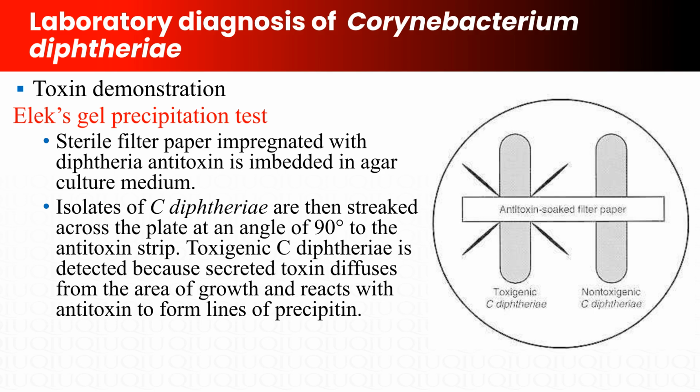This toxin then reacts with the antitoxin diffusing from the filter paper strip. Where toxin meets antitoxin in optimal proportions, they form lines of precipitin, which appear as white precipitate lines in the agar at a 45-degree angle to both the bacterial growth and the antitoxin strip.